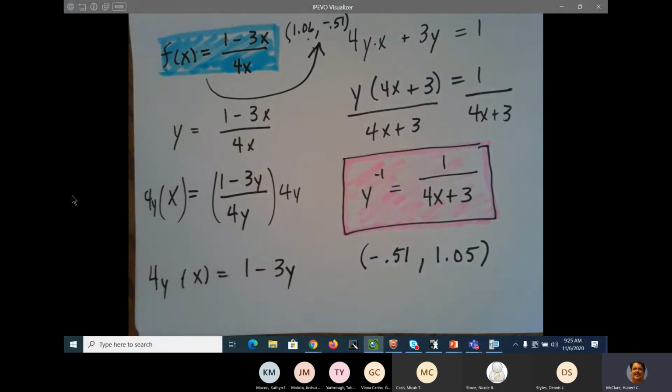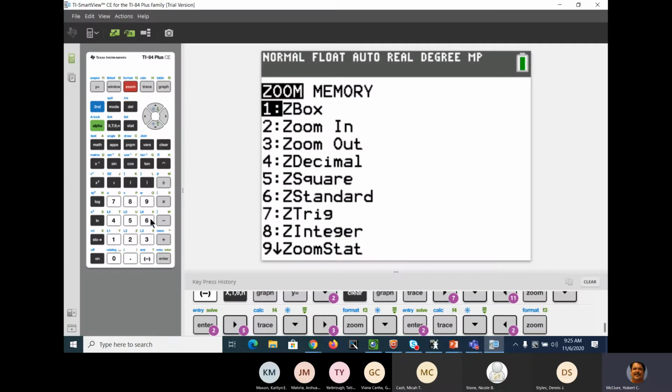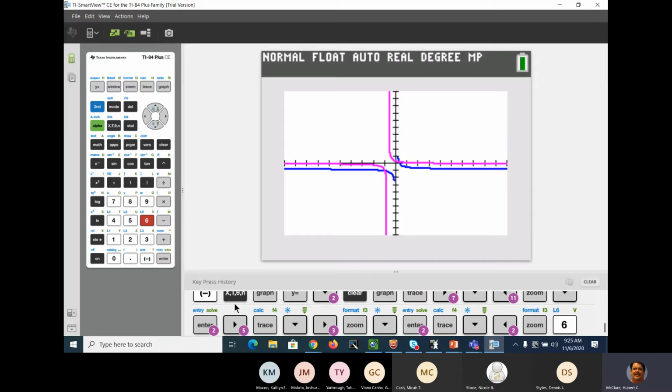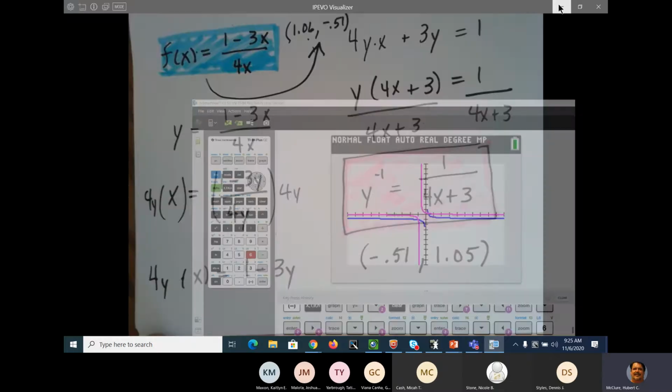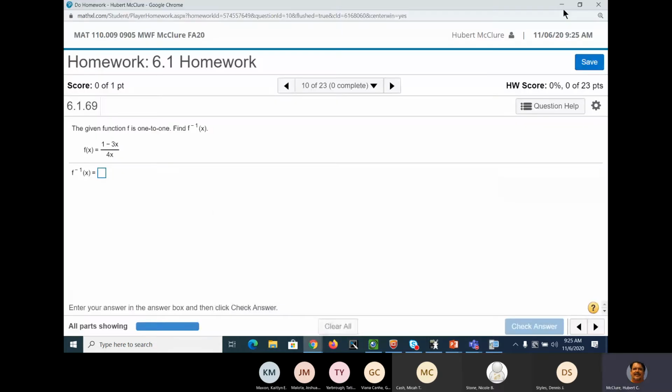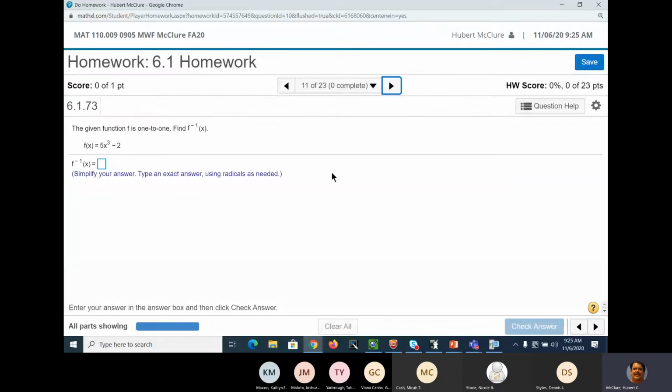That is what I'm going to test you on in 6.1. So if you understand what I'm doing here with algebraically finding the inverse and graphically looking at the inverse, let me zoom standard. If you understand how to graph that, then we're good. Okay? So that's 6.1. Anybody got a question on 6.1? All right, you do that one.